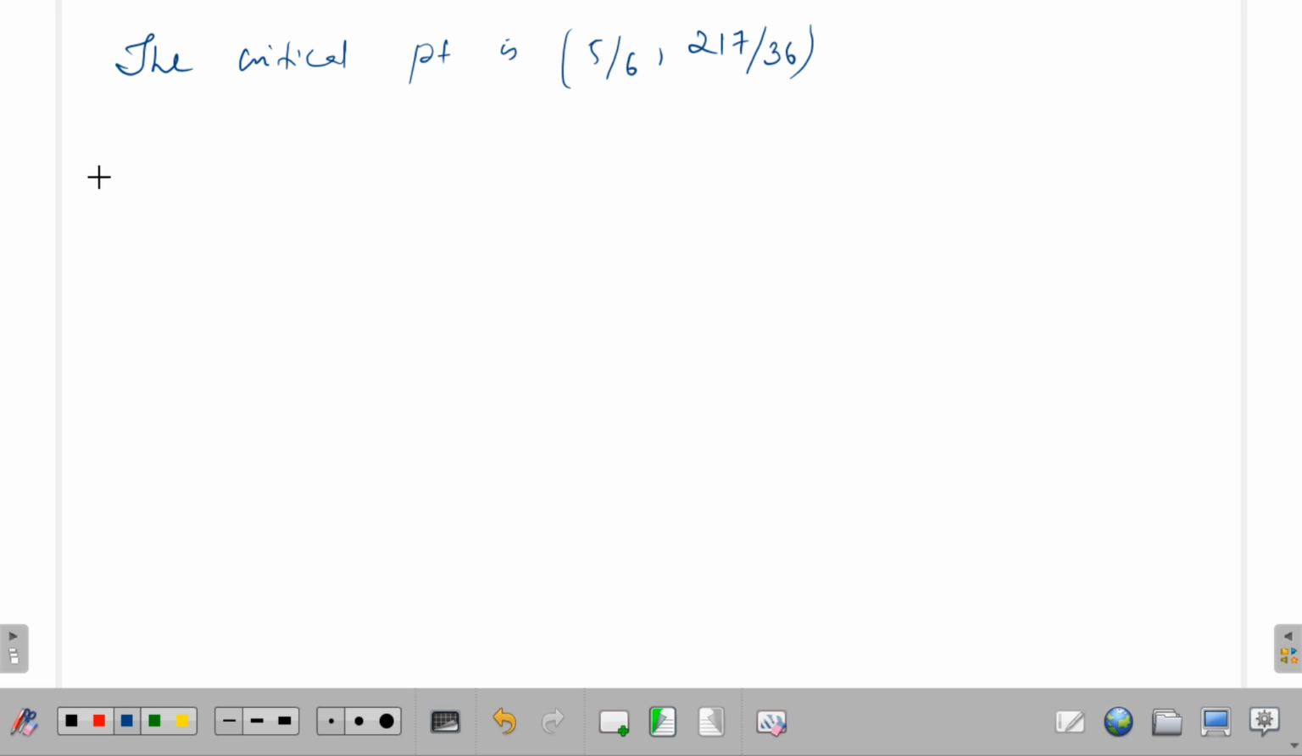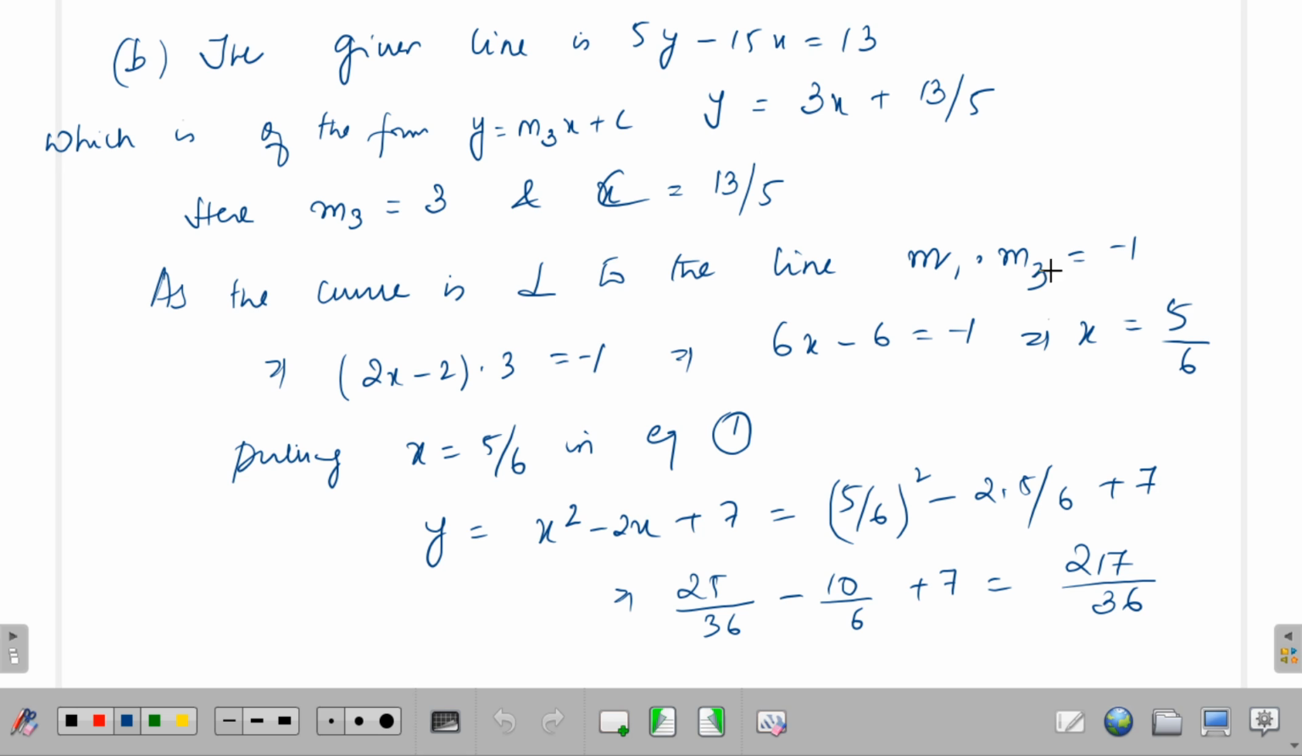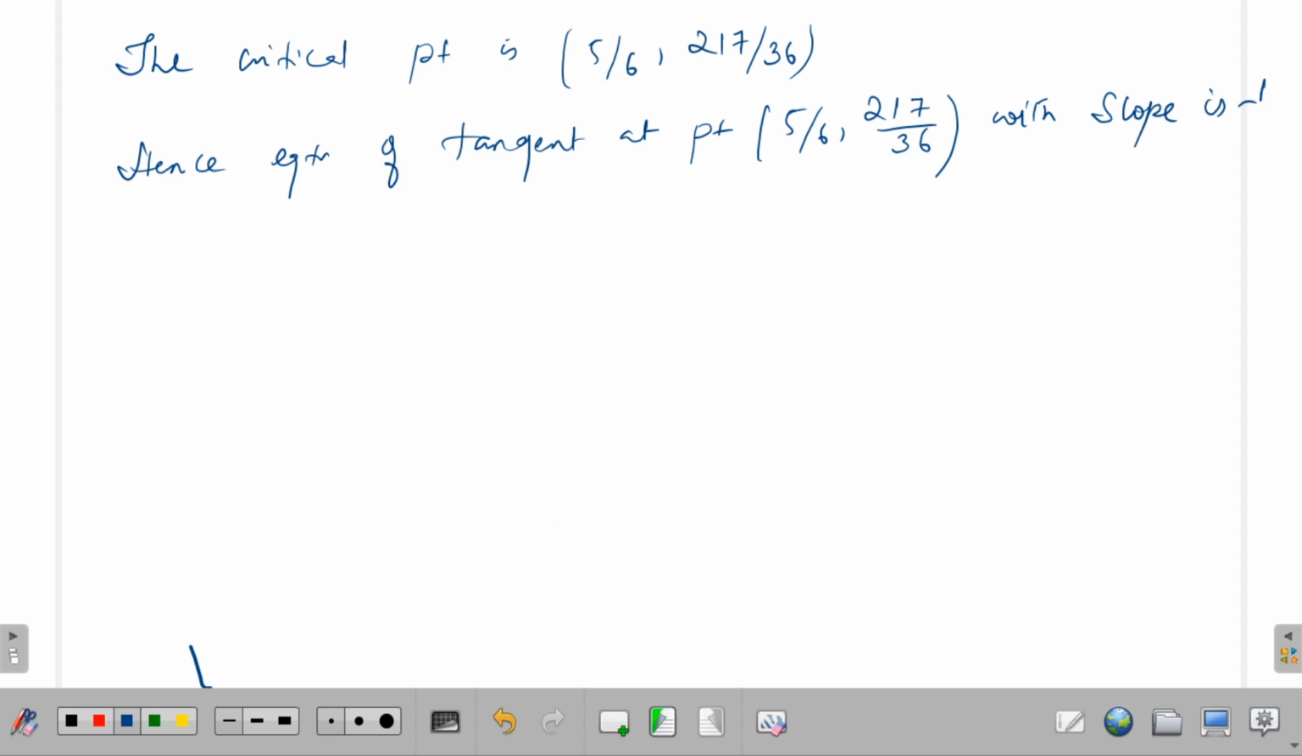All right, so hence the equation of tangent at point 5 by 6 comma 217 by 36 with slope. Now let me go back again. If you look over here, I got m1 dot m3 is equal to -1. So in short, your slope m1 will be -1 by m3. So that is -1 by 3. So the slope over here will be -1 by 3.